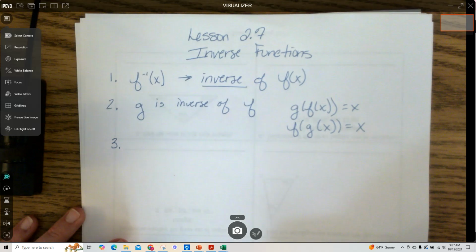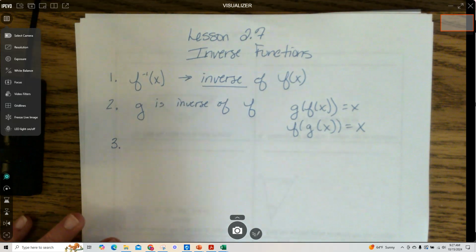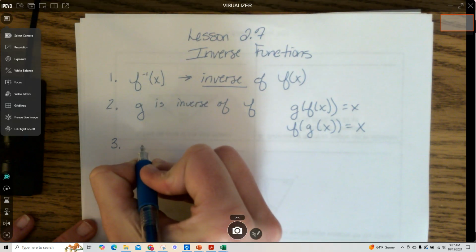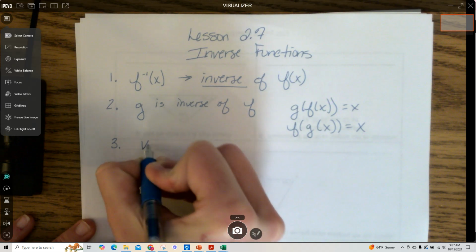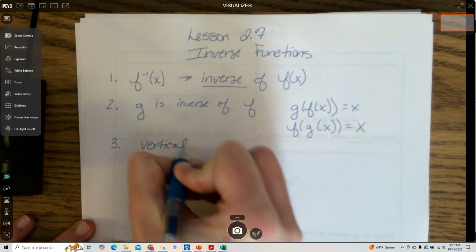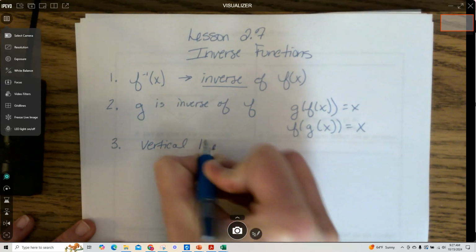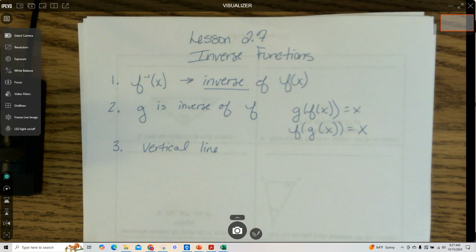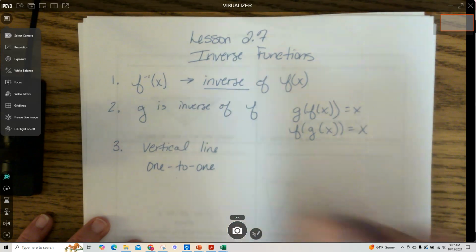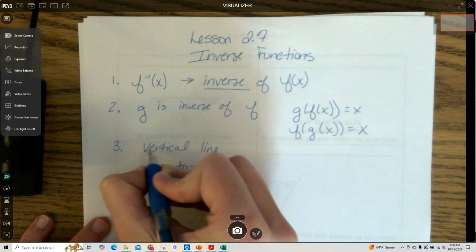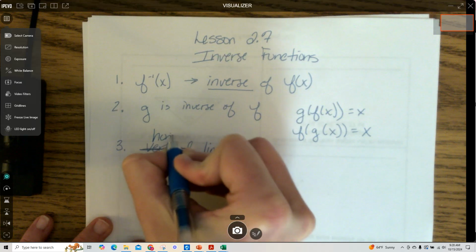Number three. A function f has an inverse that is a function if there is no blank line that intersects the graph of f at more than one point. It's a horizontal line. I was thinking of the function test. Such a function is called a blank function: one-to-one.